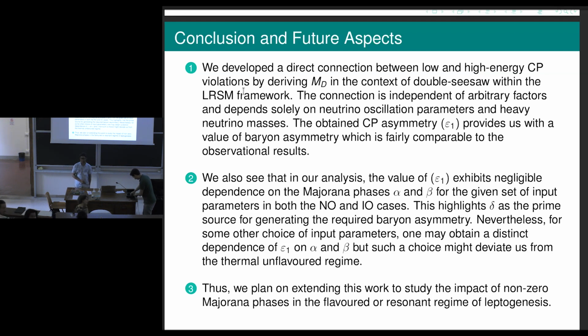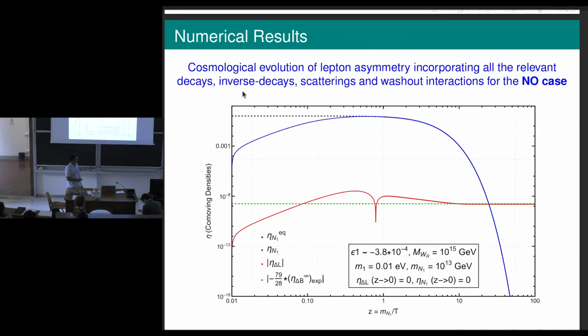Maybe I missed it, but what kind of lepton asymmetry do you get in the end, once you've got the transfer? This is the lepton asymmetry, with processes like the decay, scattering, and some washout processes. So yes, the decay of the right-handed neutrino. Okay.